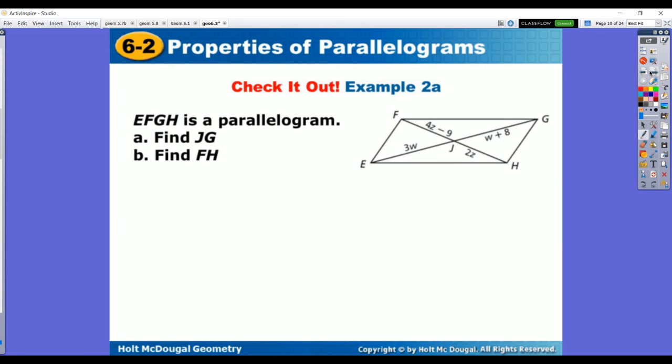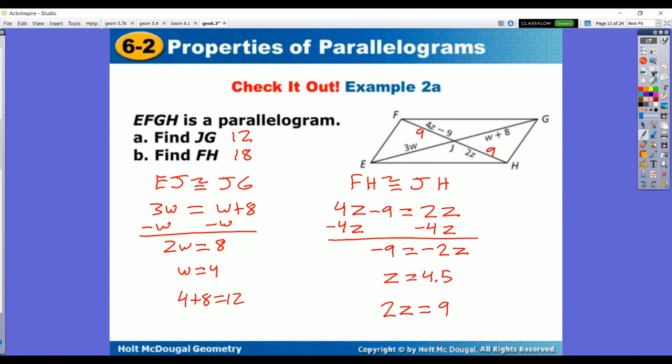All right, let's take a look at what you guys would have gotten from this. For this one here, you're working with the diagonals. So you've got to use the properties that have to do with the diagonals of a parallelogram. This is what we end up with. JG is going to give us 12 and FH is going to give us 18. Here's our setup for the first one. We go through, we solve it, we end up getting 4. We plug 4 into our equation, and we get 12 for the first answer.